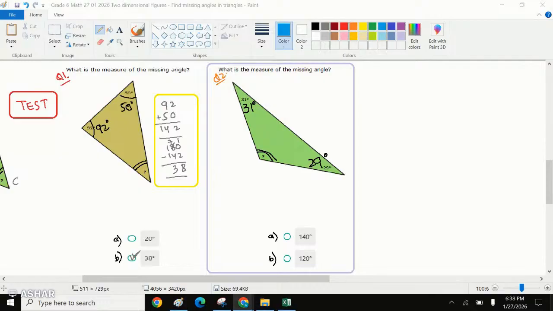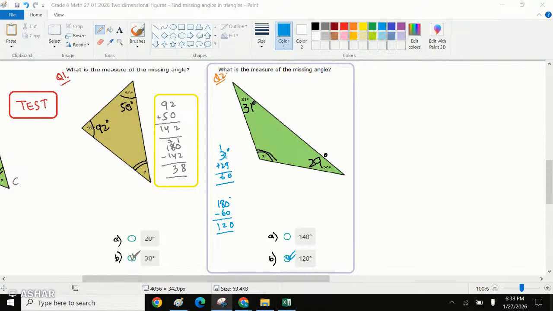Let's verify. I'm just confirming. 31 plus 29, 0, we carry 1, 60. 180 minus 60, that would be 0, 2, and 1. Yes, thank you, Ashik. That's correct. 120 is the correct answer.